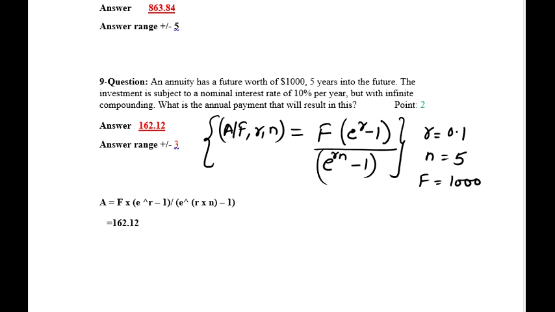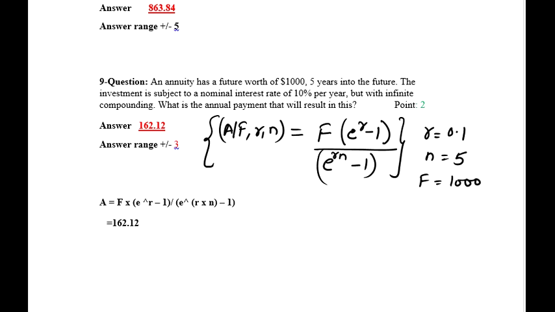Question 9. An annuity has a future worth of $1,000 5 years into the future. The investment is subjected to a nominal interest rate of 10% per year, but with infinite compounding. What is the annual payment that will result in this? So this is just the opposite of question number 7. Here you have been given the final value, and in question number 7 there was an annual value.